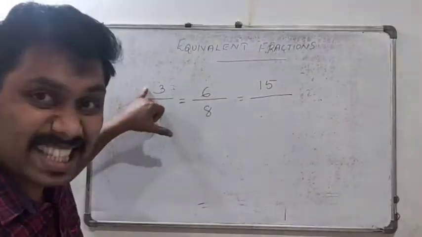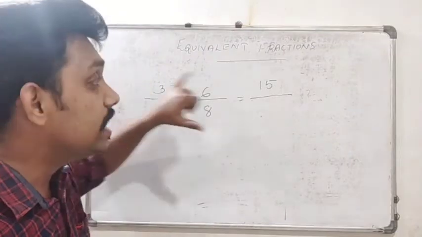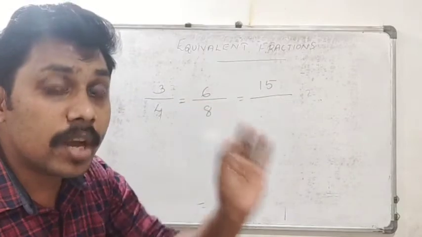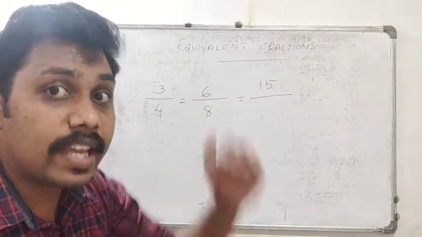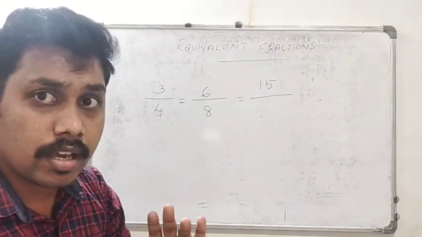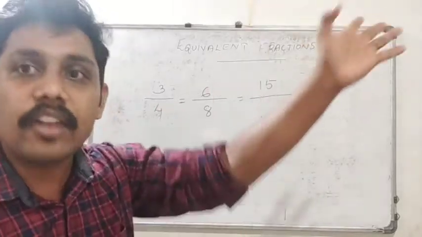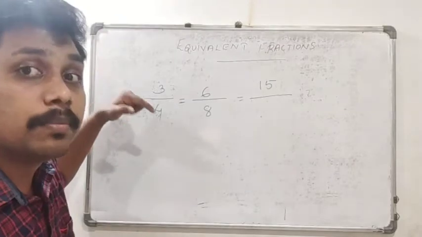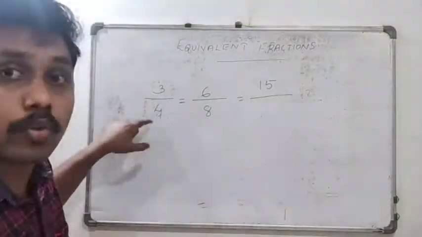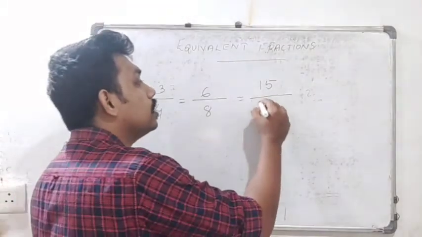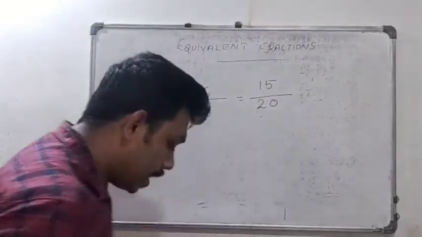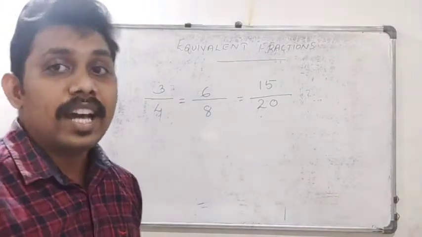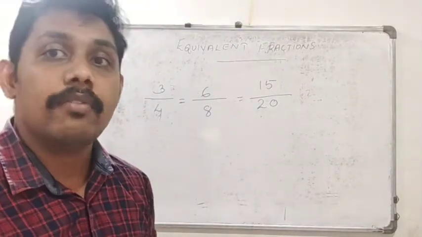The numerator is 3, and here the numerator is 15. So just think, which number is multiplied by 3 to get 15? 5. 5 threes are 15. Now we need to multiply that 5 with this 4. 5 fours are 20. So this is the way to find the equivalent fractions of a given fraction.